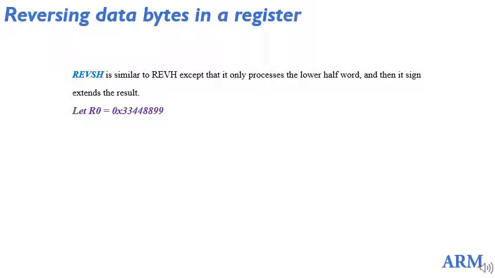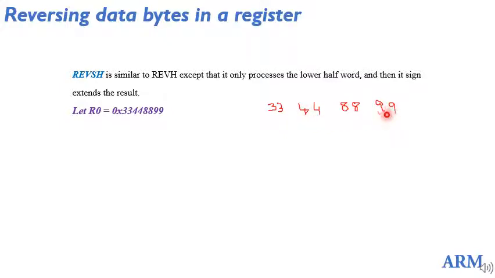The next reversing instruction is with respect to signed numbers, that is REVSH. This is similar to REVH, except that it only processes the lower half word and then sign extends the result. Let me explain this with an example. Here let R0 be equal to 0x33448899. I have written the input data, that is R0, by separating the bytes. So 33 is one byte, 44, 88 and 99.